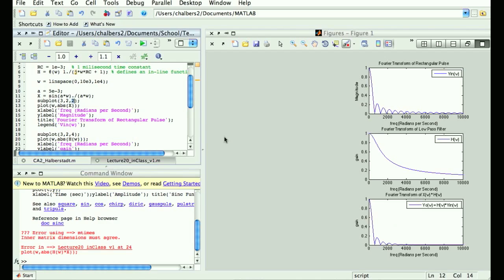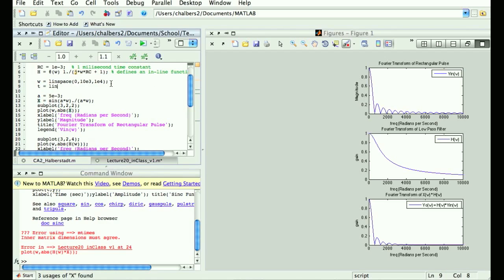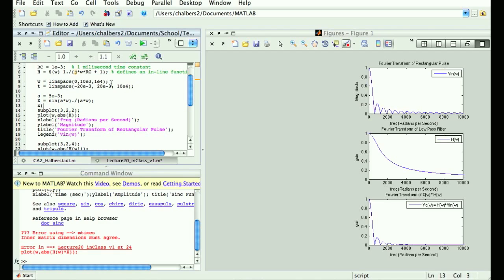Okay. So let's go ahead and plot in the left-hand column. Let's do the time domain analysis. This is actually pretty easy. Oh, we need a time vector first of all, huh? So let's see. t equals linspace from minus 20 milliseconds to 20 milliseconds, and I guess we'll take 10 to the 4th points as well. So x equals 0 times t, and x at absolute value of t less than a equals 1 over 2a.